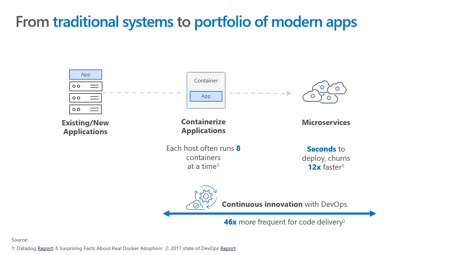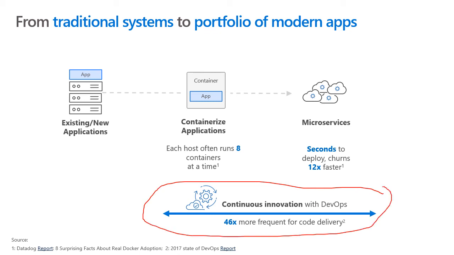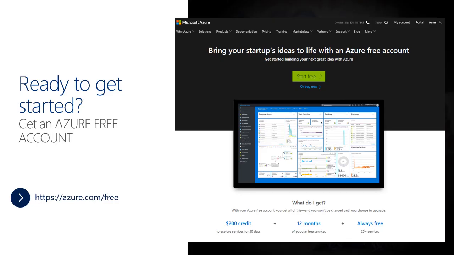So now we're almost at the end of this webinar. It's a long one. You're taking existing or creating new applications, containerizing applications, and then creating a microservices environment. And then throughout the cycle, you're doing continuous improvement and continuous delivery through DevOps. All right, so that's all the time that we have.